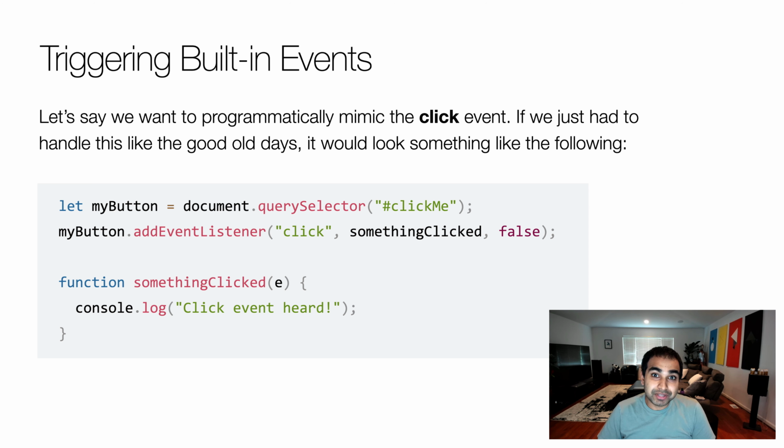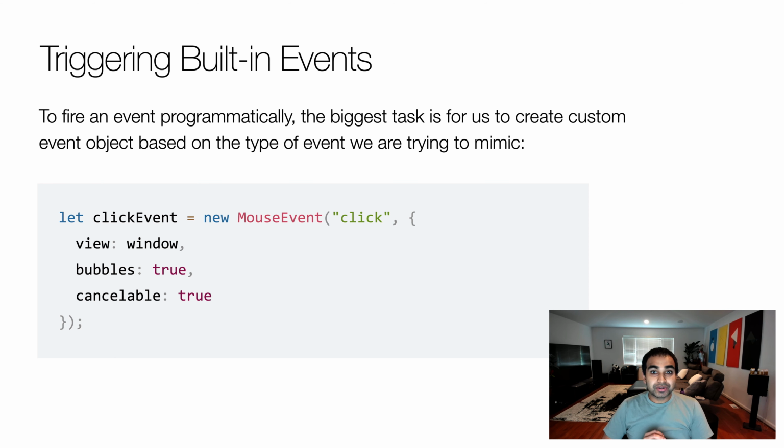Now, here's where we're going to be adding our special flavor of newness to this. So let's say we want to programmatically fire the click event, fire it without having to have someone physically click on the mouse or do some kind of interaction that fires the mouse event directly. And the biggest task for us is to create the event object just like we've done before, but instead of creating it based on the CustomEvent constructor, we base it on the type of the event we're trying to mimic. So in the case of click, we know it's a mouse event.